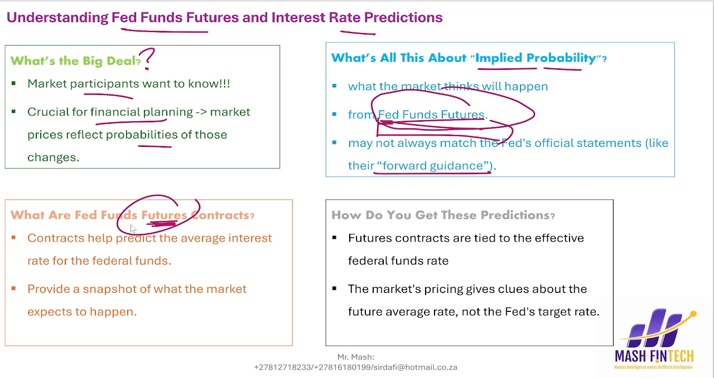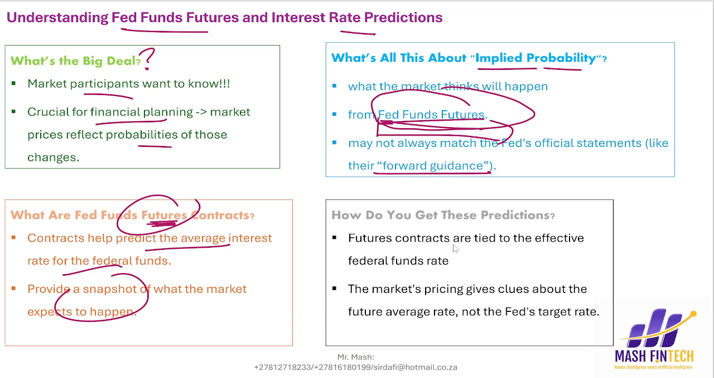And these Fed funds futures contracts help predict the average interest rate for the federal funds. They provide a snapshot. They give you a picture of what the market expects to happen in the future. So they give you a snapshot of the future, what the market believes might happen. How do you get these predictions?